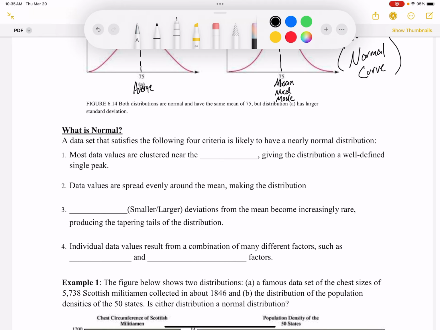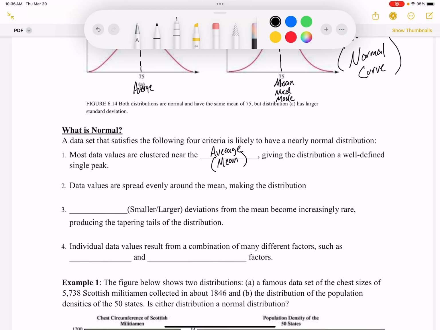All right, so basically it means that most of the data values are clustered near the average, or usually the mean. I'll say average, and then usually mean in parentheses. Given a well-defined single peak, data values are spread evenly around the mean, making the distribution look like a bell-shaped curve.